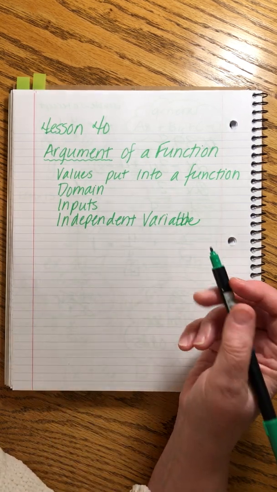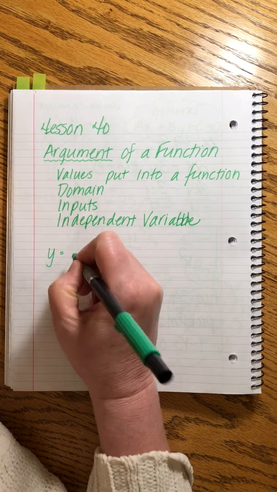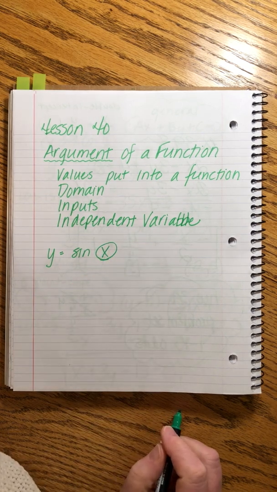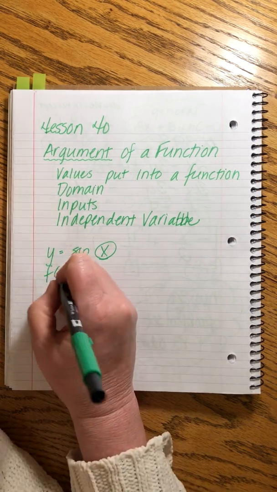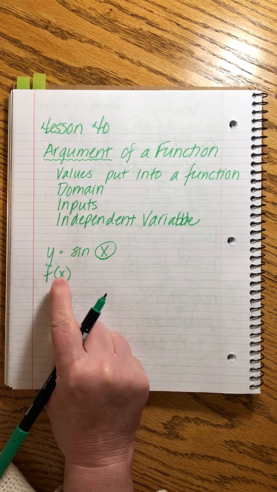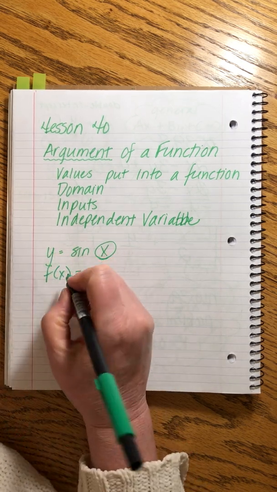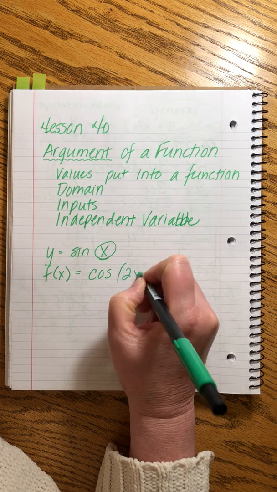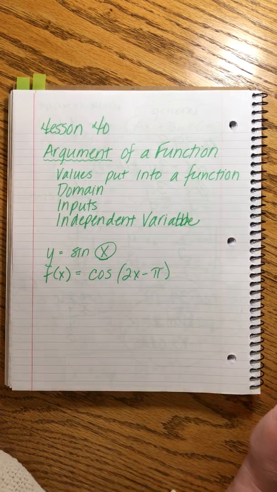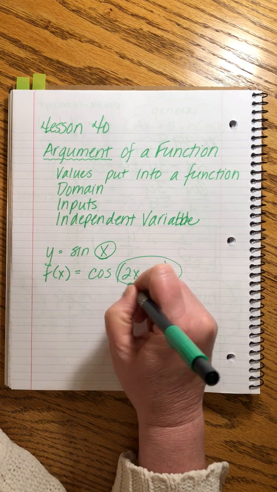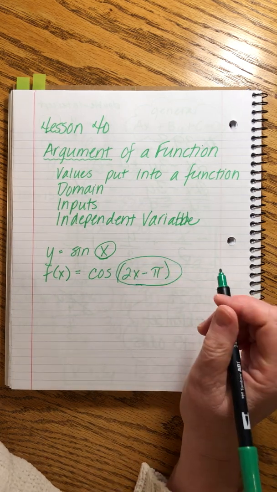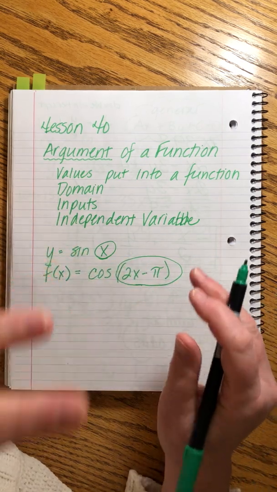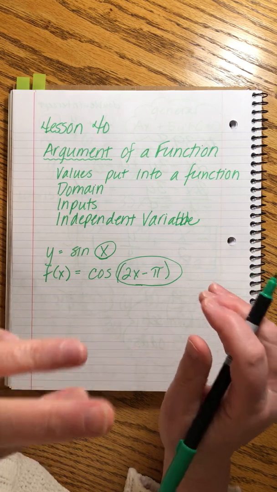How do we see the argument of a function? All right, well, what if we say y equals the sine of x? There's the argument. That's the argument of the function. What if we say that f of x, this time we're going to use more function notation than we did the first time, f of x equals the cosine of 2x minus pi? Well, that's kind of a mouthful. But again, this is the argument right here. We can find it easily in problems just by looking at where the x is, or a similar variable, where would you plug in a value?